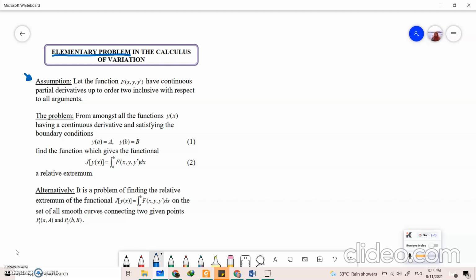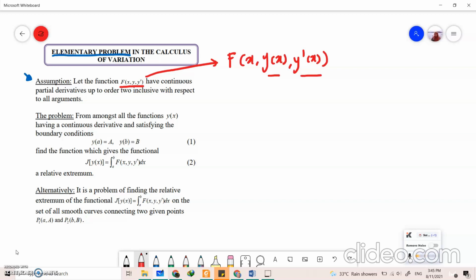We let the function f(x, y, y') have continuous partial derivatives up to order 2 inclusive with respect to all arguments. As you can see here, we have a function f of x, y, and y'. So this is actually a function of x, y of x, and y' of x. So f here is a function of y and y' and x, right? So let this function have continuous partial derivatives up to order 2 inclusive with respect to all arguments. These arguments refer to the variables inside this function of x, y(x), and y'.